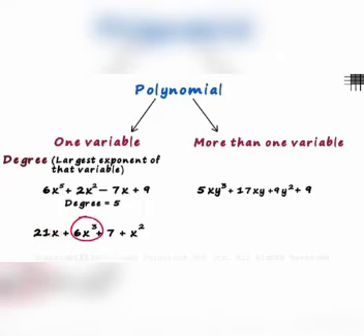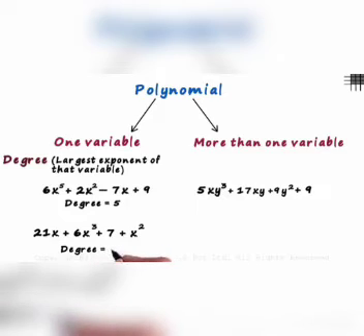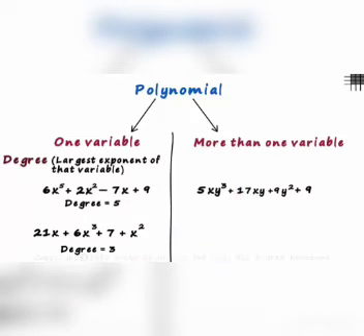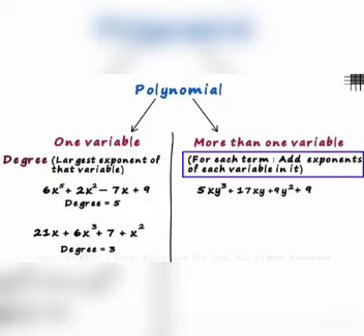In the second term, the degree of x is 3. And in the last term, it's 2. 3 becomes the largest exponent of the variable. And that's why the degree of this polynomial is 3. Is it any different in the second case? Yes, slightly different. In the second case, for each term, we add the exponents of each variable in it.